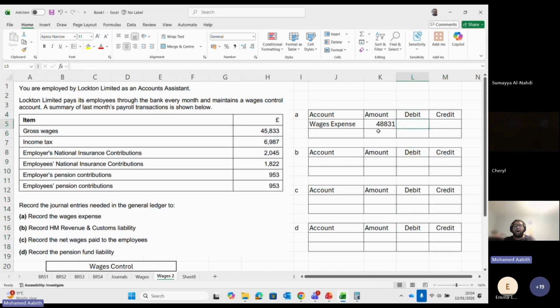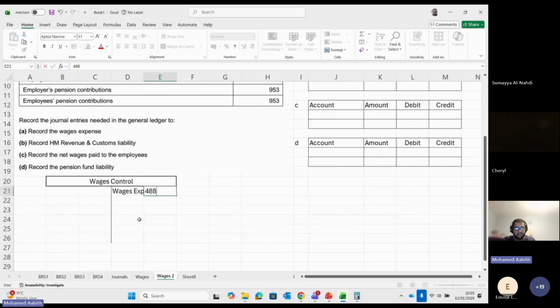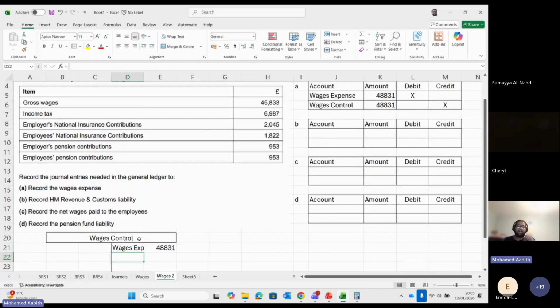Yeah. So now I know it's an expense. Expense is always a debit. Remember on your debit-credit, you know expense accounts are debit accounts. So that means the next journal entry has to be a credit account for the same amount, 48,831. And we call that the wages control account. Now let's see here on the wages control account, we'll say wages expense for 48,831. So we have that account created with that balance now. Once that amount is posted, this is how the wages control account starts.